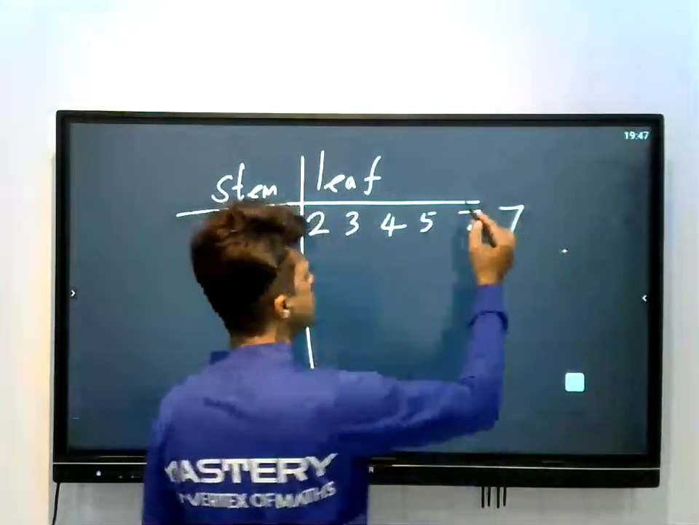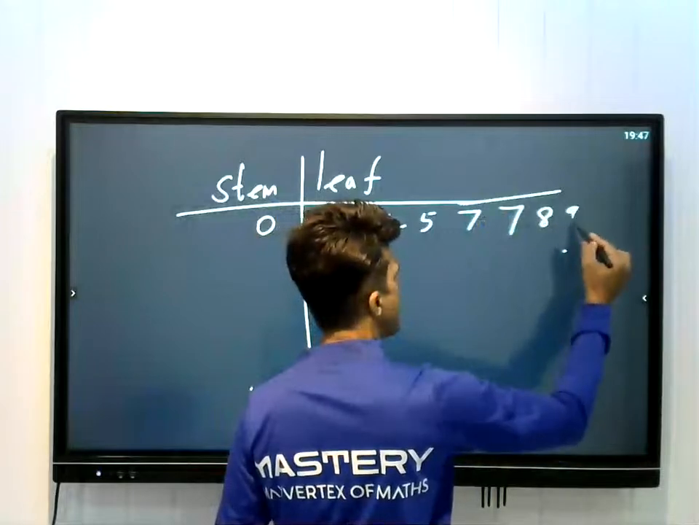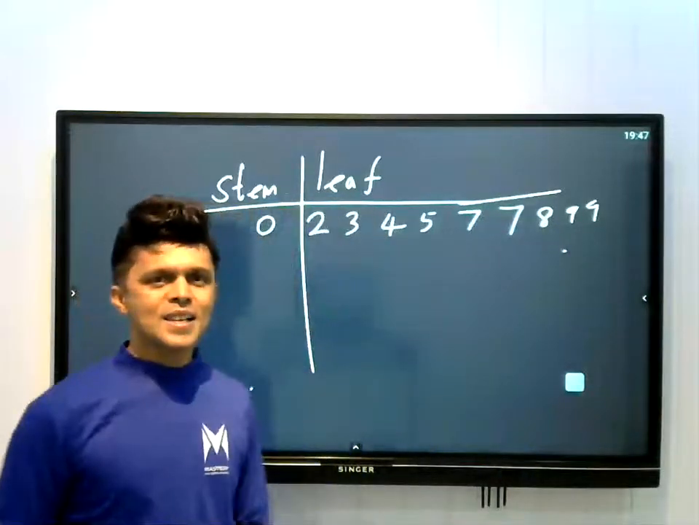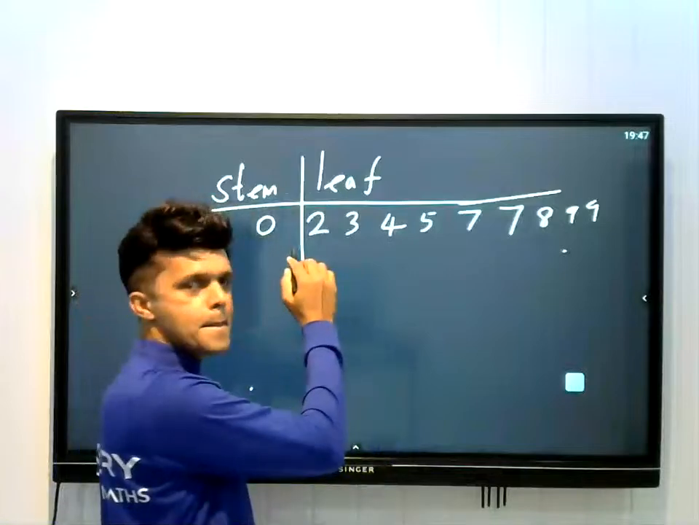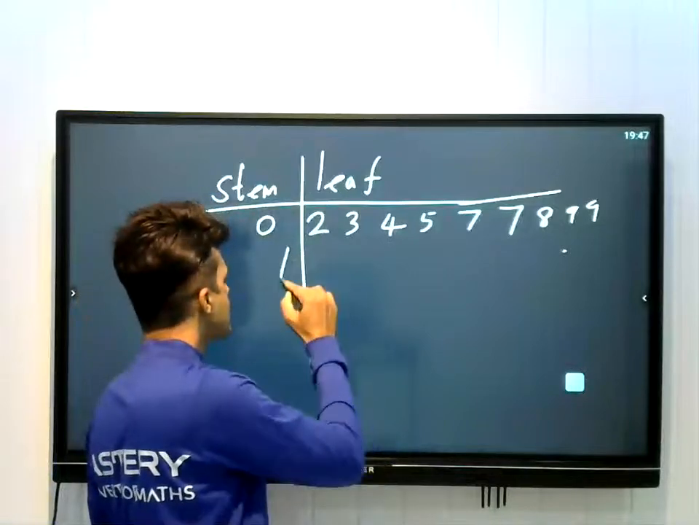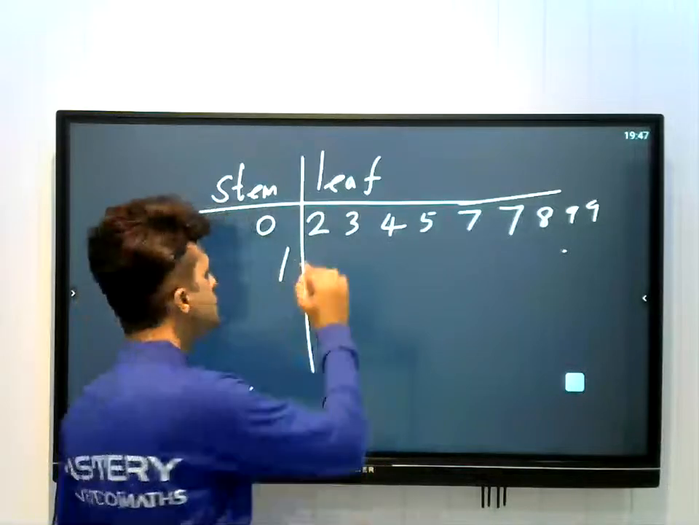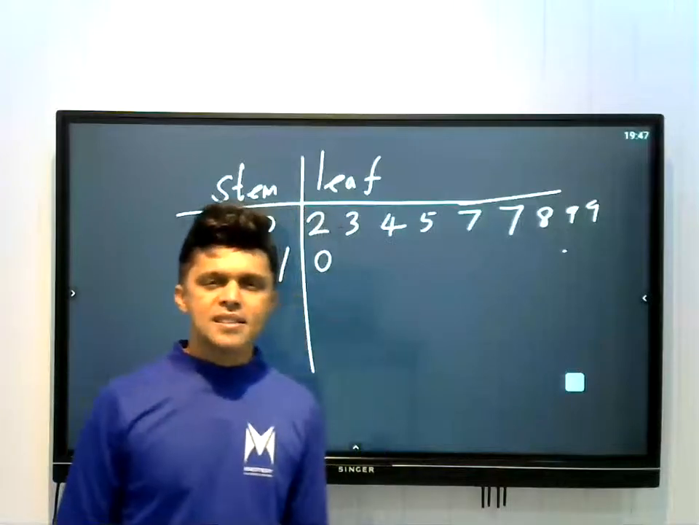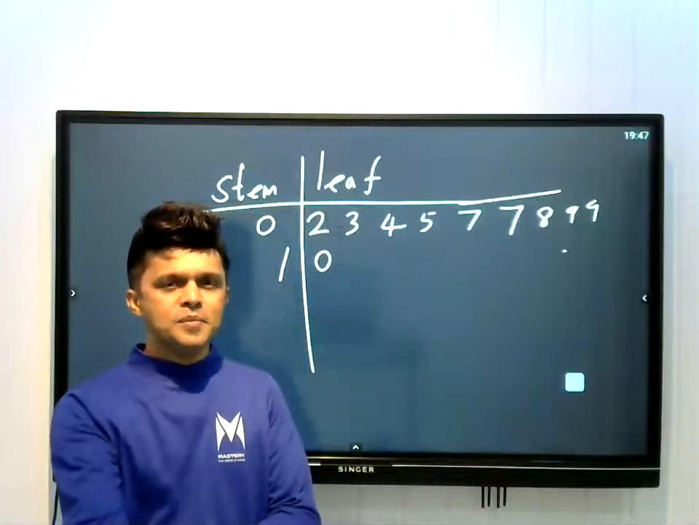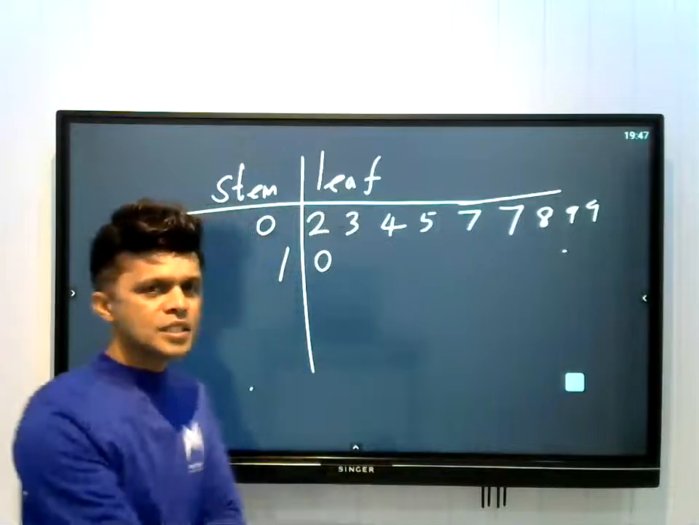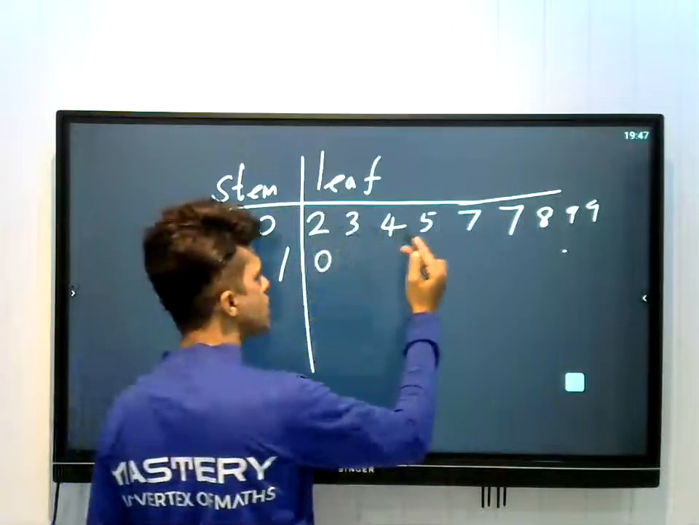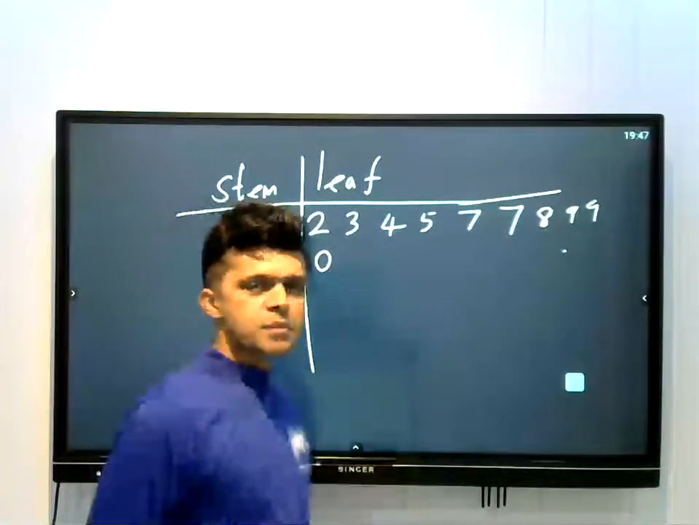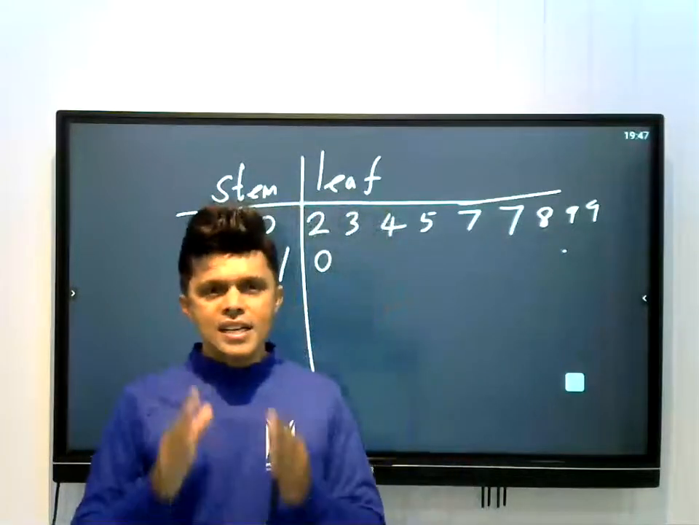8, 8, 9, 9. What's the other one? The other one is 10. 10 means that it started from 1, so 1, 0. This is 10. Then how many digits are here? 1, 2, 3, 4, 5, 6, 7, 8, 9, 10. 10 digits are here. Okay?